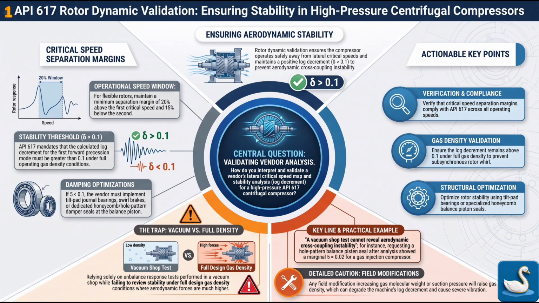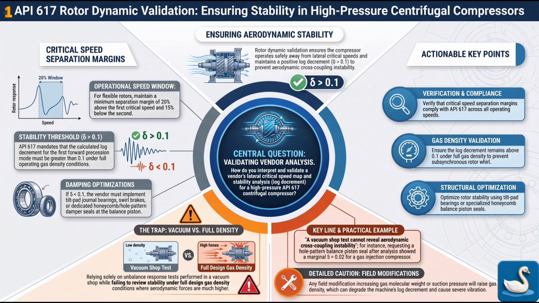How do you architecturally optimize it? Well, if the log decrement is too low, I direct the vendor to immediately modify the machine architecture to introduce rigorous damping optimizations. Where do you start? We start at the ends of the shaft with the bearings, introducing tilt pad journal bearings with highly optimized clearances to break up oil whirl.